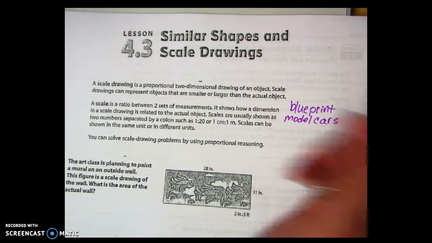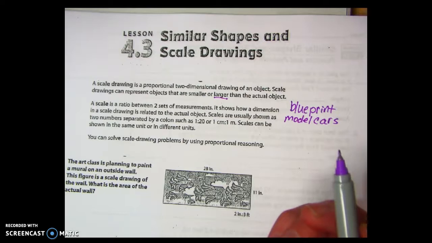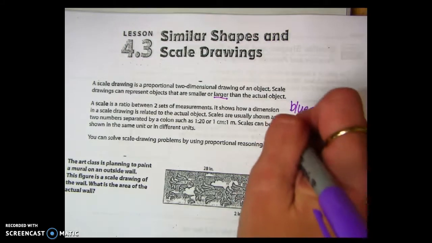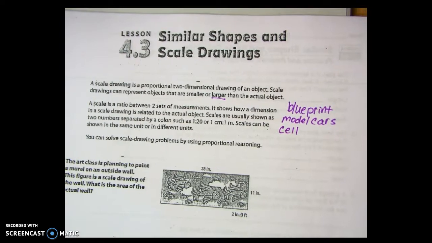There's also times where your drawing is larger than what the actual object is. That would be like if you were drawing a cell in science class. And when you look at it under the microscope, and then if you try to draw what it looks like, your drawing is bigger than the real object. So that's what a scale drawing is. It's where you draw something bigger or smaller than the actual object.